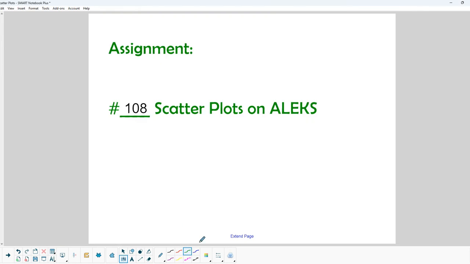So our assignment is number 108 on ALEKS, scatter plots. And we've got work papers in the back of the room, and you can show what work you can, but most of this you're going to be looking at on ALEKS and just doing it on there, and certainly submitting a screenshot of your score. So thank you very much and good luck.